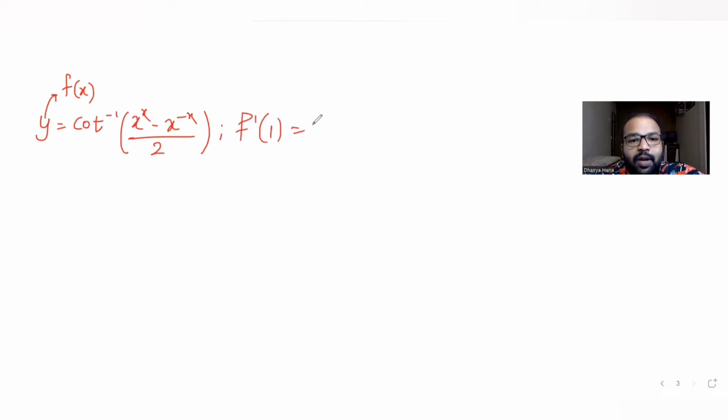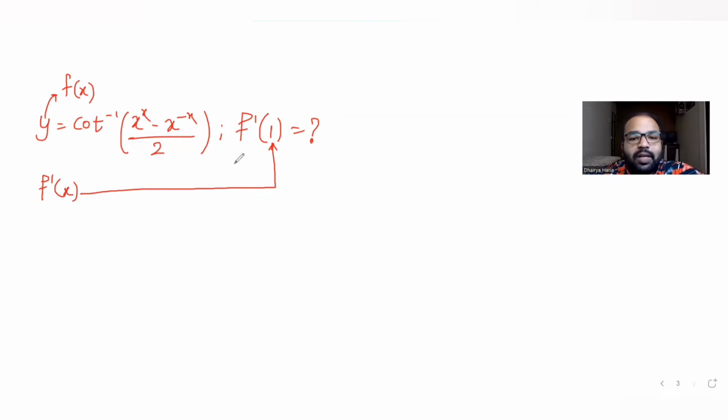Let's see today's question. Today's question is from the topic of differentiation, and we have been given that y is cot inverse of (x^x - x^(-x))/2, or I can write this y as f(x). They have also asked us to find f'(1). For finding f'(1), first we will need to find f'(x), which can be found by just differentiating this function with respect to x. Once I get the derivative of that function, I'll just substitute x as 1, and that will give me the answer for the question asked, that is f'(1).